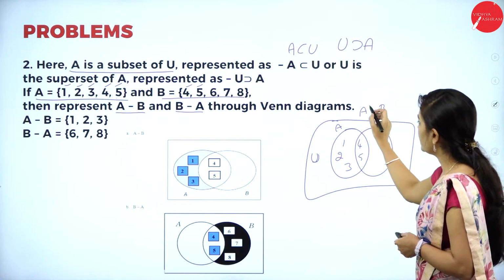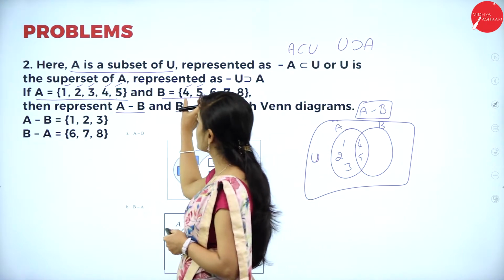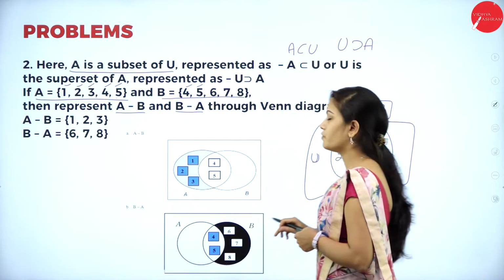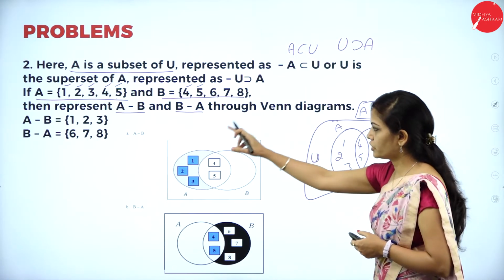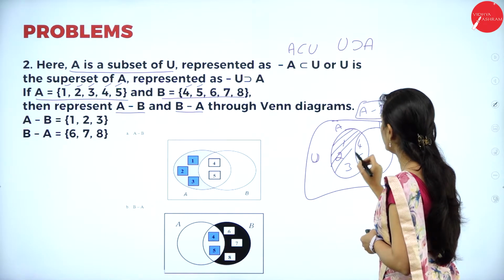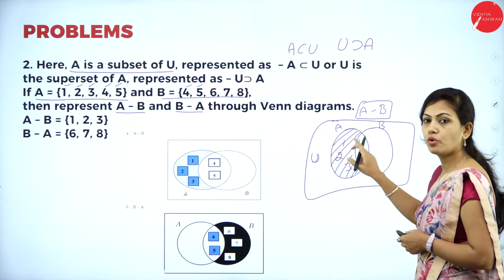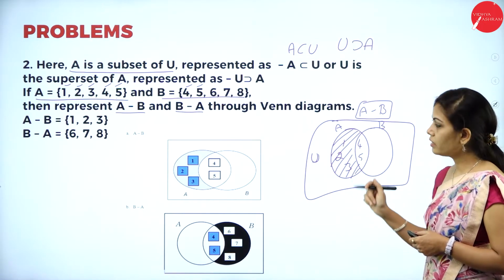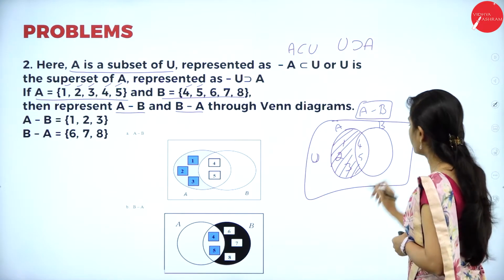Then if you want to find A difference B, just check the remaining elements, except the common elements. Write the remaining elements of A, and you will get A difference B, that is 1, 2, 3. So for the first question, A difference B, you have to shade only this region, that is 1, 2, 3. And how to find it for B difference A?